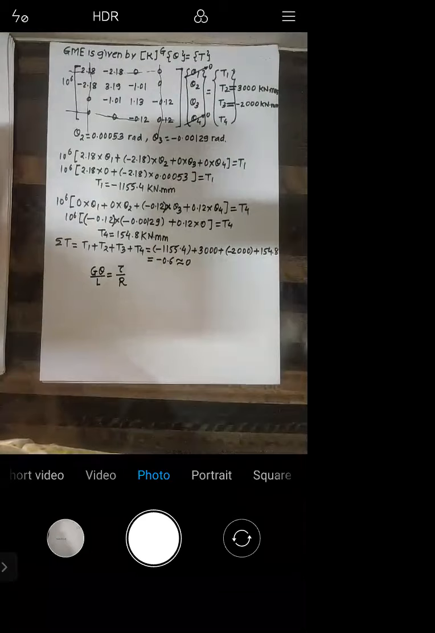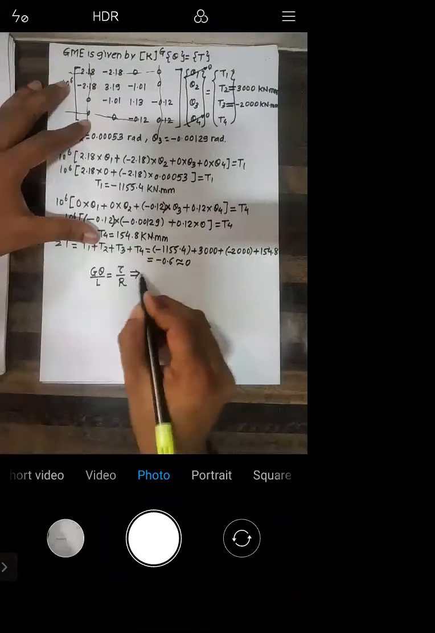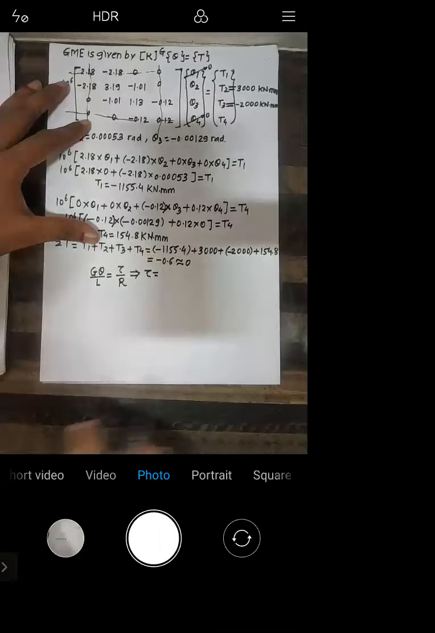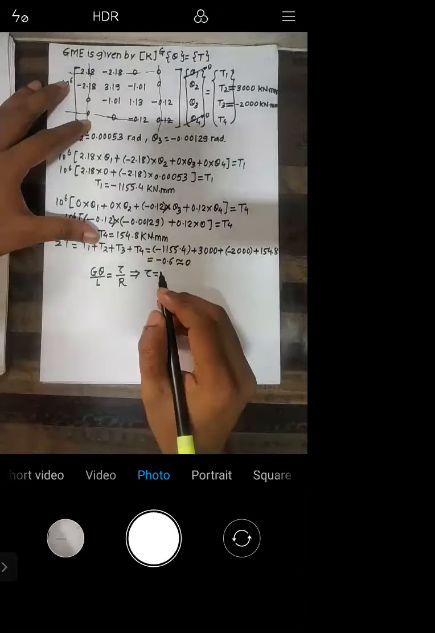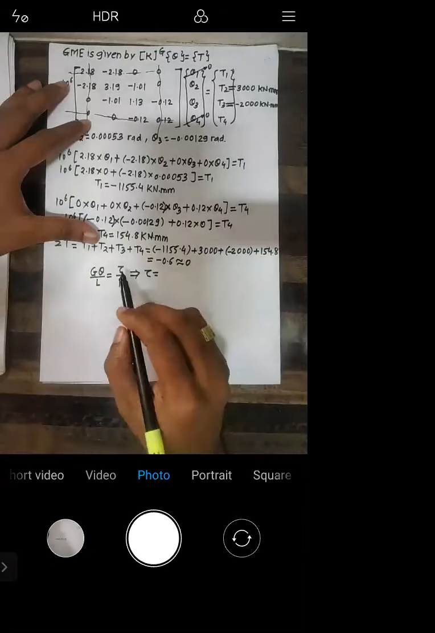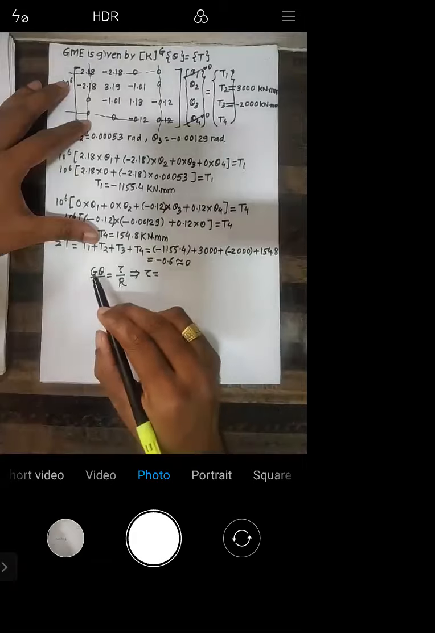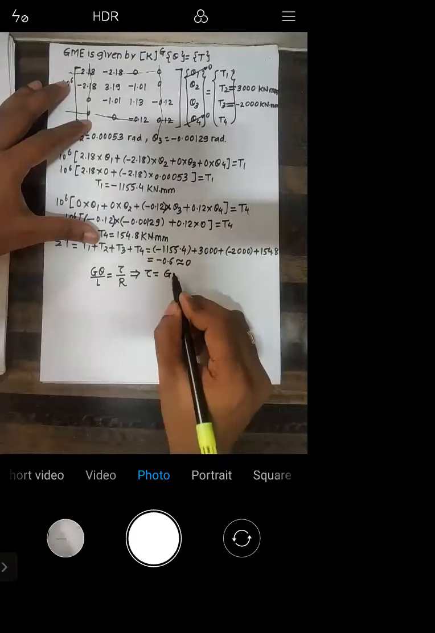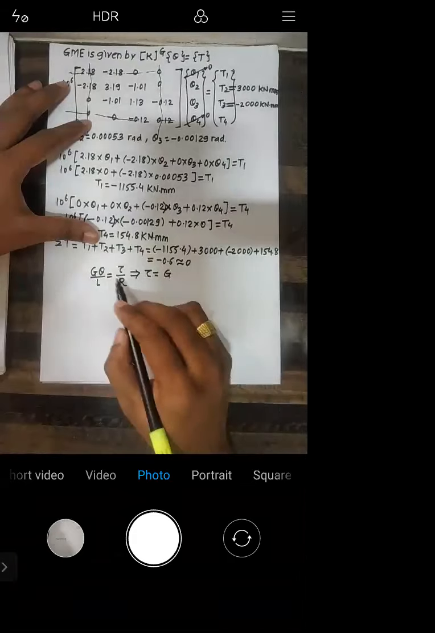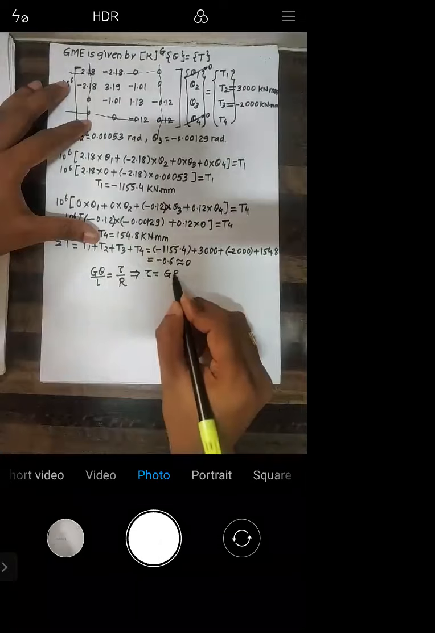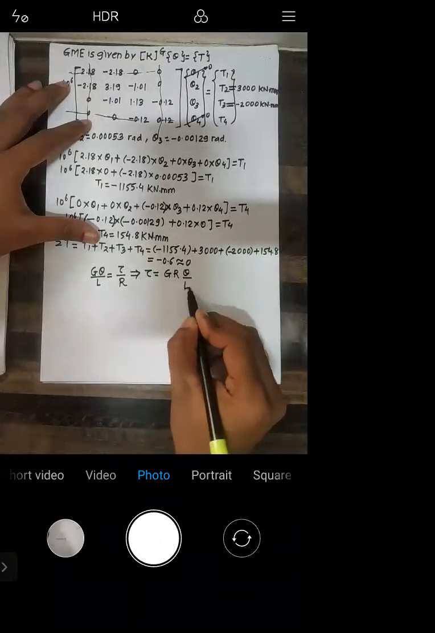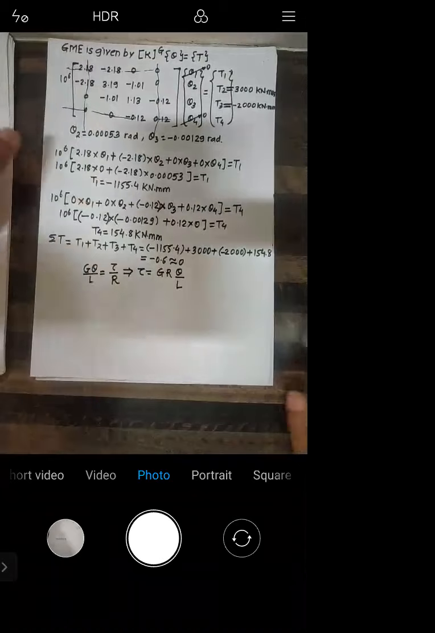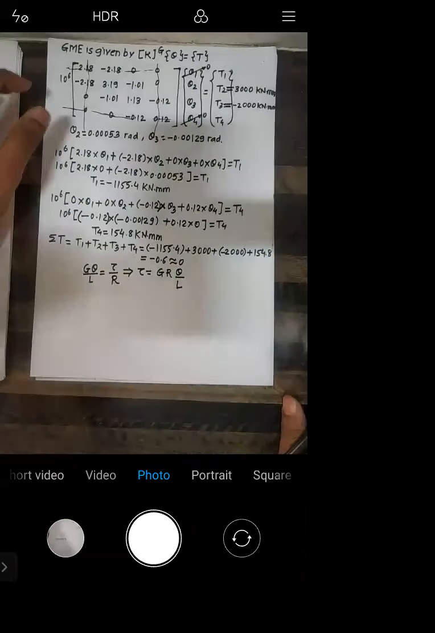Okay, G theta by L is equal to tau by R, right? From this equation, I will write down tau as G R theta by L. Is it okay? G R theta by L.